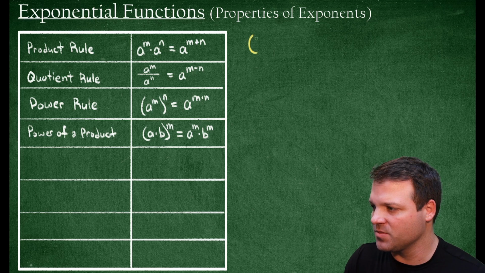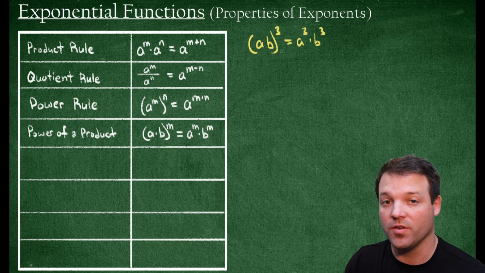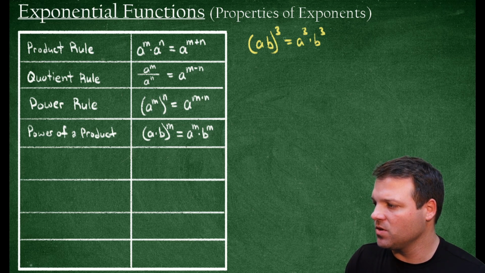I'll just use a and b, and we'll say the power of 3 here. This property says this should be equivalent to a cubed times b cubed. This gets distributed into both since it's a product of a times b. By the way, if this was an addition sign or subtraction sign in here, you could not apply this rule. That's why it's called the power of a product. But anyways, let's see if we can get this to work.